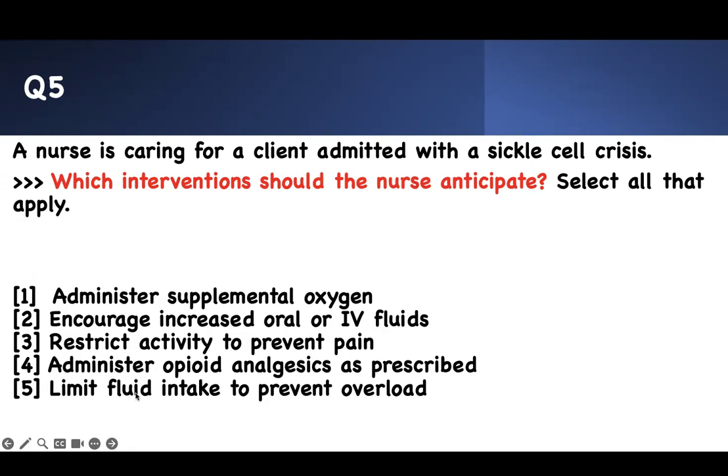What do you think? We cannot limit fluid. I just said it. You need hydration. Oxygen to prevent sickling. You've got to increase fluid intake here. So test-taking strategy: 2 said increase fluid, 5 said decrease. Therefore, one of them has to be wrong. Whichever you think is right. You don't restrict activity. Let them move and give them opiates. So 1, 2, and 4 are your right answers.